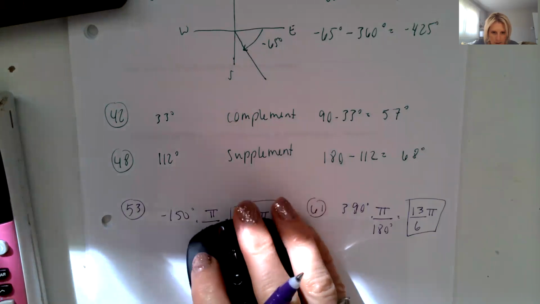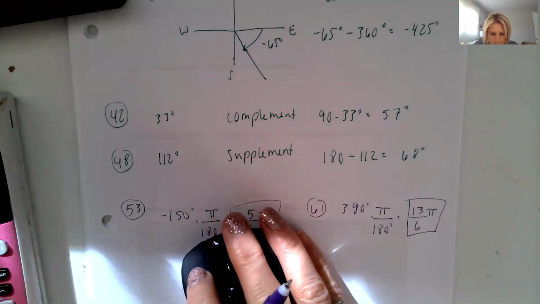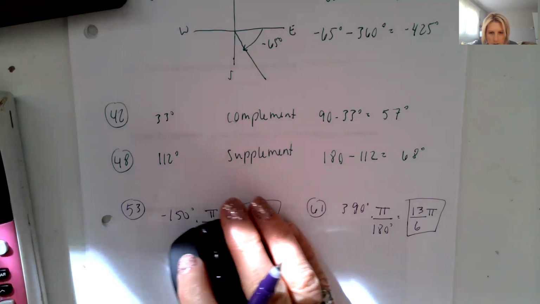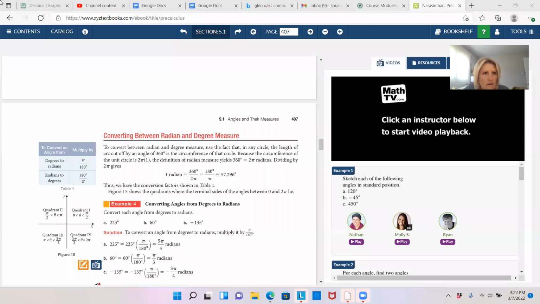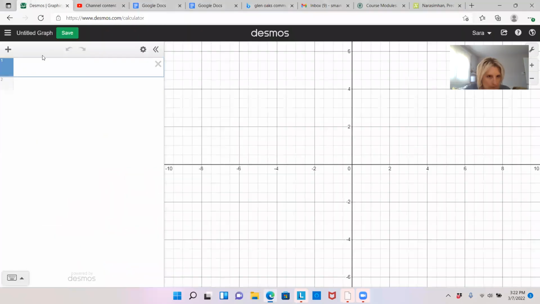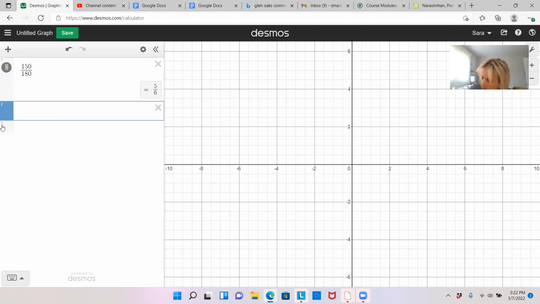So let me show you this in Desmos for those that are using Desmos so that you're comfortable doing it. So in Desmos, if you were to do 150 divided by 180, it gives you the decimal. And then notice over here to the left, there's a little fraction in the circle, and you click on that and it puts it in a fraction. And just like the 390 divided by the 180, you can just click it and it puts in a fraction. It's a lot quicker than the calculator, actually.